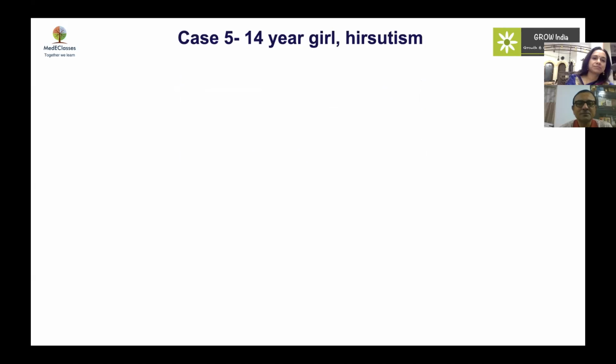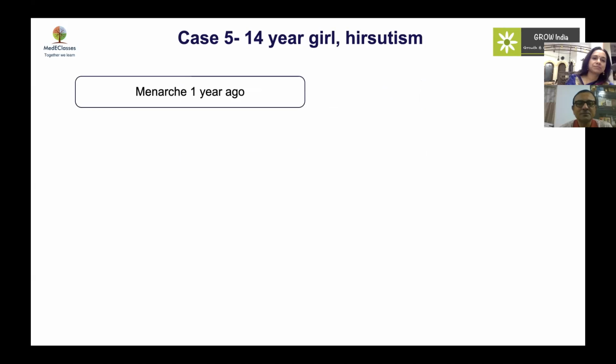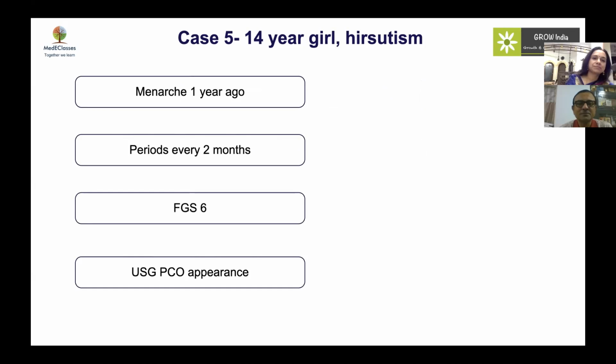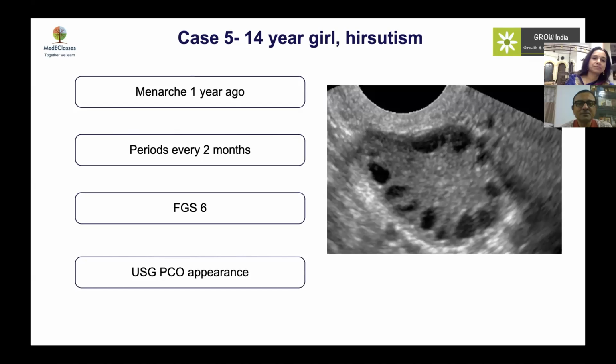Again, a very, very common presentation to a pediatrician: a 14-year-old girl with hirsutism, menarche 1 year ago, periods every 2 months, similar to the problems often presented to a gynecologist. A mild level of hirsutism was there, and the ultrasound showed PCO appearance. And if any of these girls go to a radiologist, they are always very happy to write a polycystic ovarian appearance. And then these people are labeled for life for PCOD.